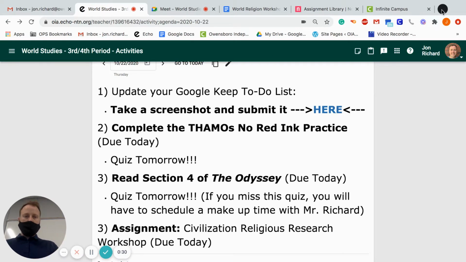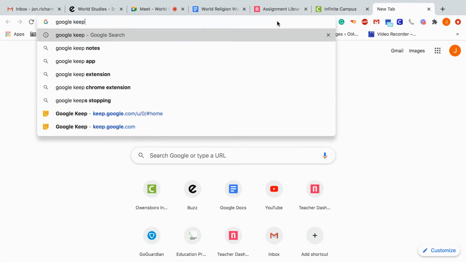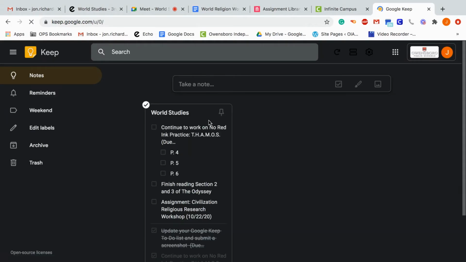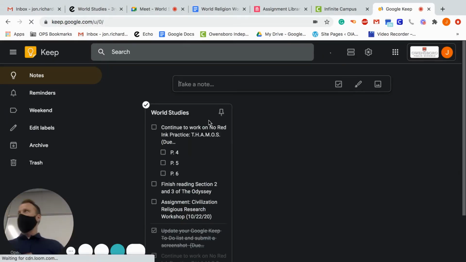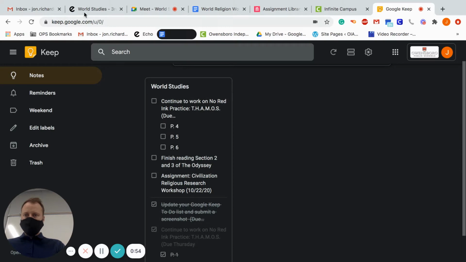So we're going to go to Google Keep, and all you have to do is open up a new page and just type in Google Keep, and it'll pop up for you. You can also put it on your bookmarks bar. So everybody in here should be going to their Google Keep page, and everyone at home should also be doing that. So everybody is on their Google Keep page.